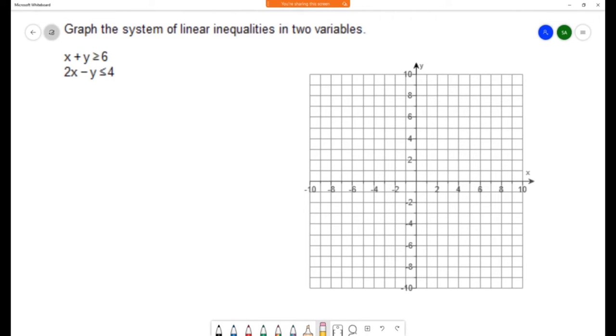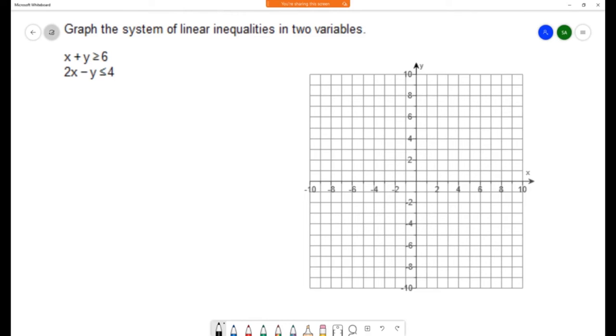For this question, we want to graph the system of linear inequalities in two variables. We have the system of x plus y is greater than or equal to 6, and 2x minus y is less than or equal to 4. So when we graph a system, we're going to graph each inequality in the same coordinate plane.